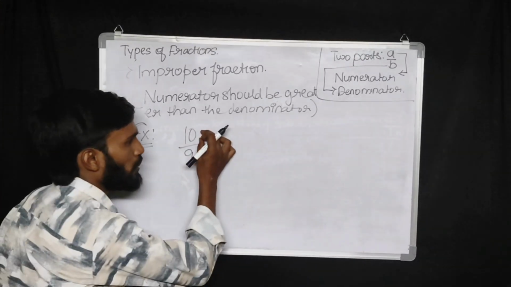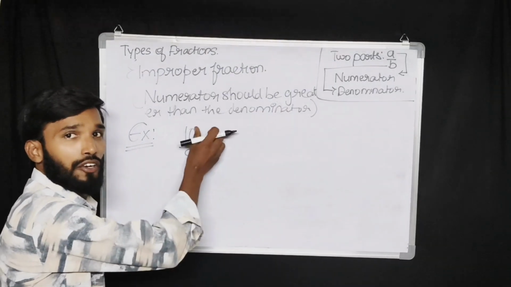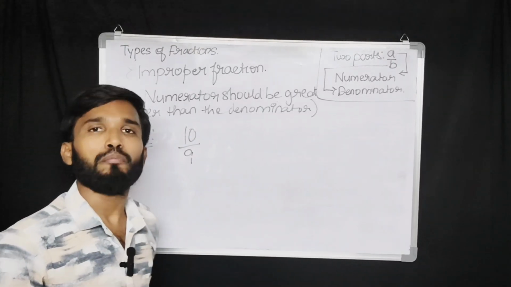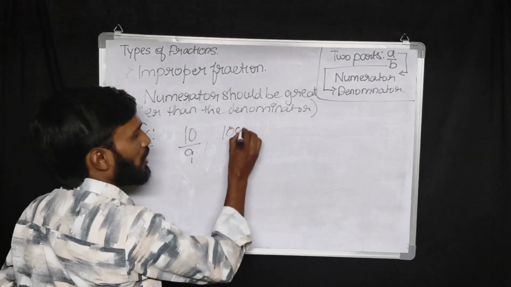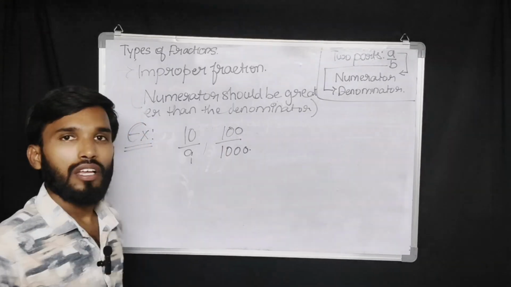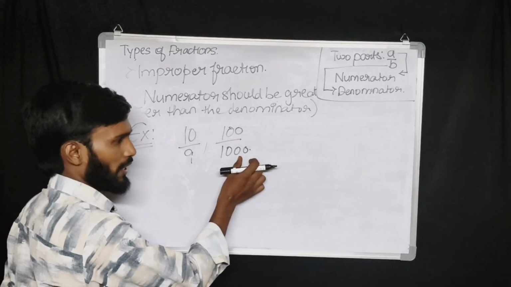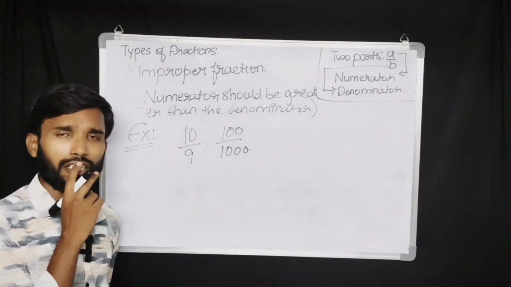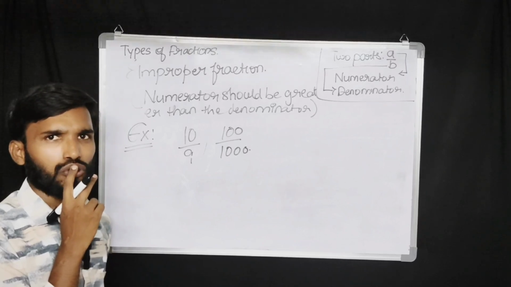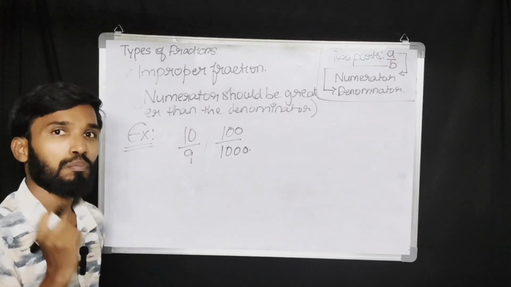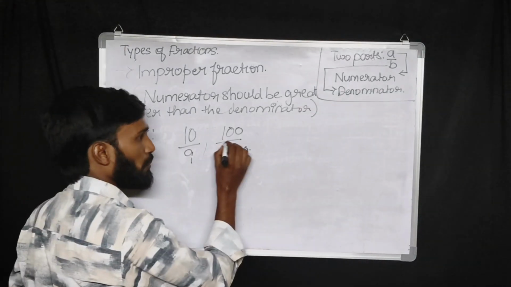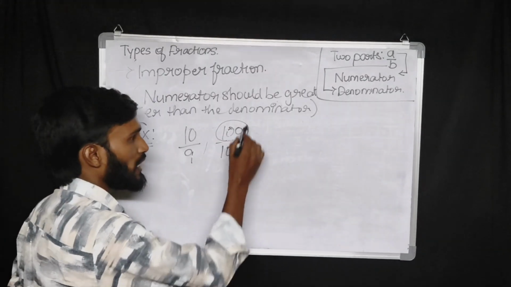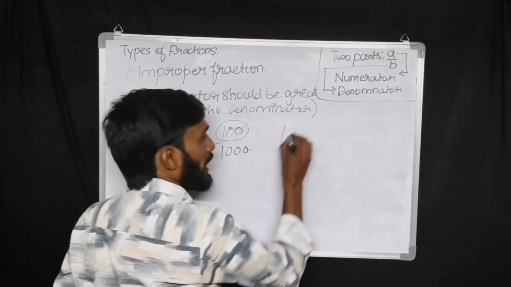See here, the numerator is 10, the denominator is 9. The numerator is bigger than the denominator. So where the numerator is bigger than the denominator, that is called improper fraction. Now take another number, 100 by 1000. Here the numerator is 100, the denominator is 1000. Which one is bigger, the numerator or the denominator? Denominator. So is it improper fraction or proper fraction? Proper fraction. Why? Here the numerator is smaller than the denominator. So it is not improper fraction. Take 1000 by 100.